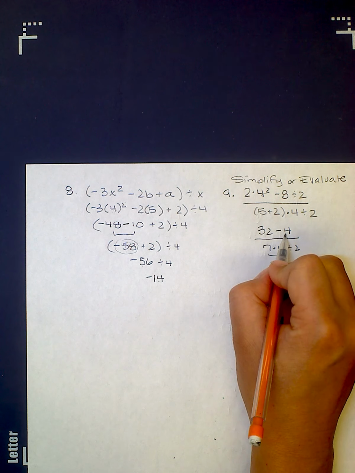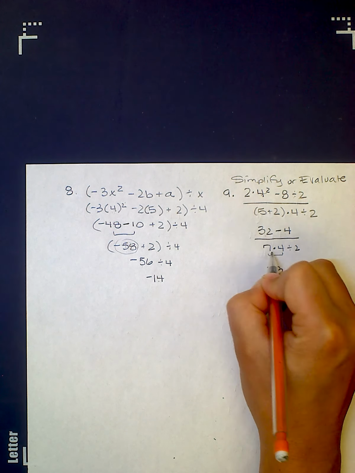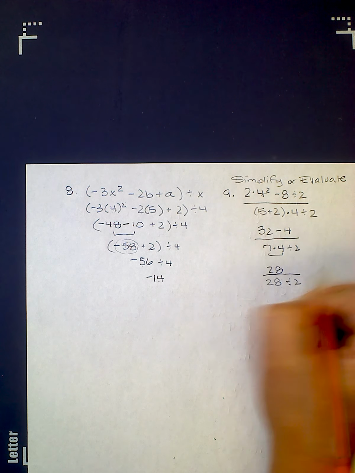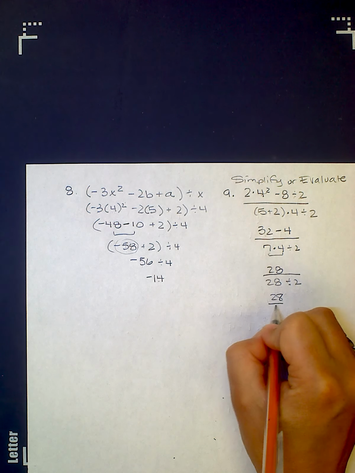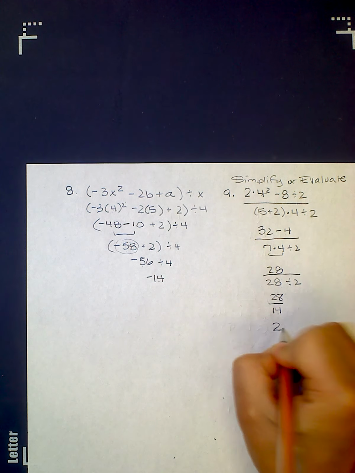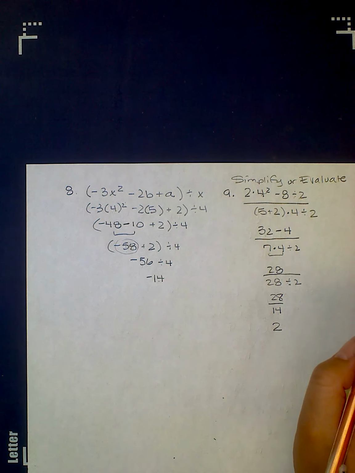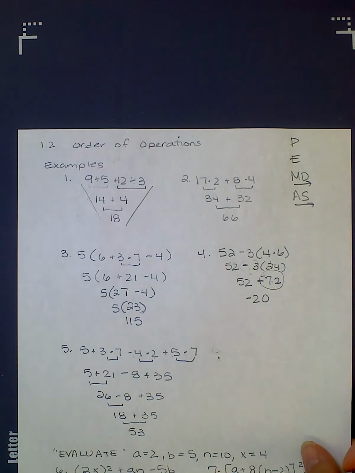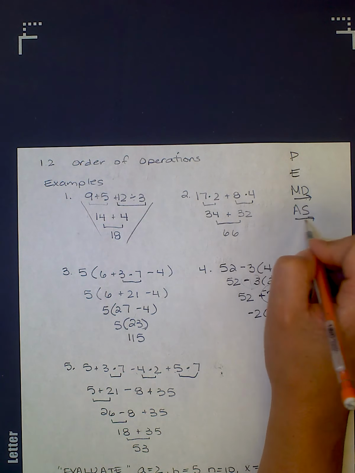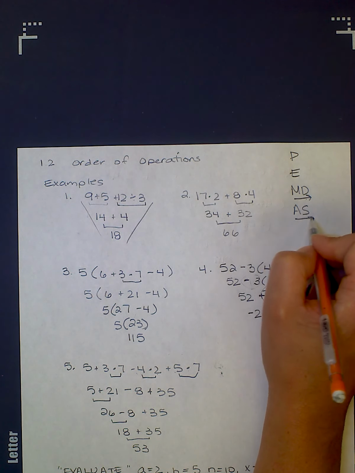32 minus 4 would give us 28. 7 times 4 gives us 28. We have to divide that by 2, so we get 28 over 14. And then 28 divided by 14 gives us 2 for the final answer. So continue to use the order of operations, keeping in mind the most important piece is that multiplication and division are done left to right, addition and subtraction are done left to right.